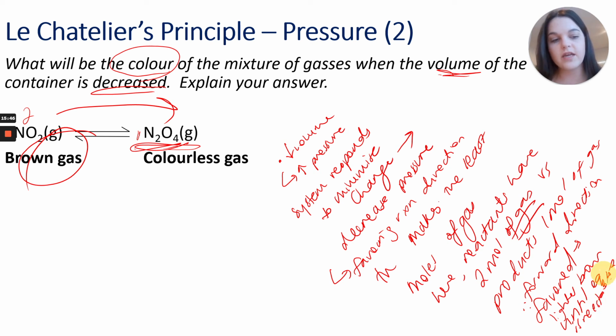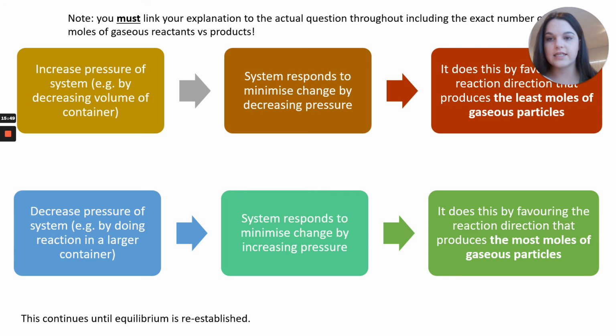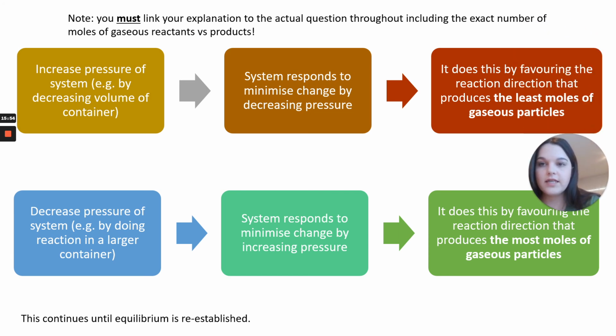Okay, that's really bad to read, but I've summarized it very nicely for you over here. So, like I've said here, very importantly, you need to actually link your explanation to the actual question throughout, including the exact number of moles of gaseous reactants versus products. So some key words there. We need the exact number, like 4 versus 2, 2 versus 1. Gaseous reactants or products. So we can't just say there's 4 moles of product, 2 moles of reactant. It has to be gaseous products and gaseous reactants.